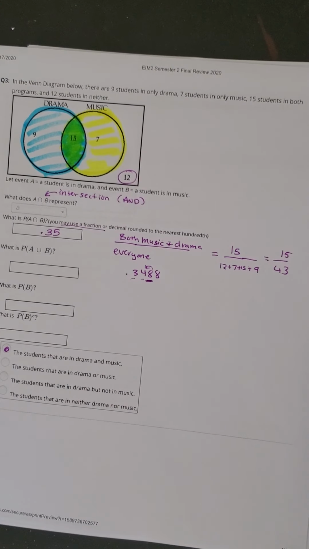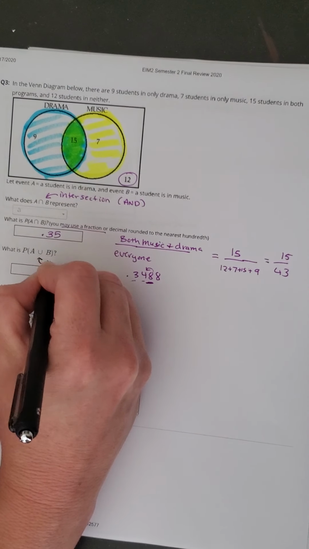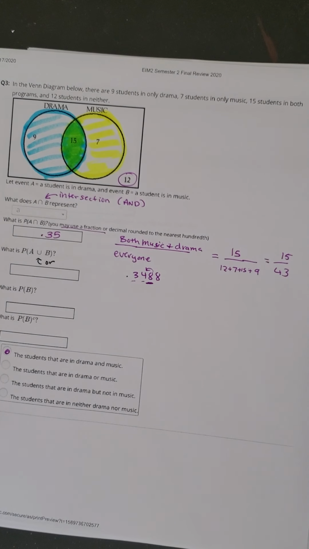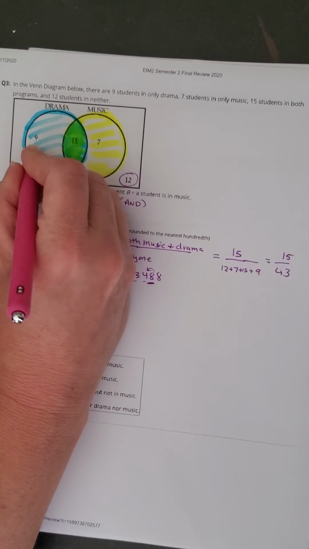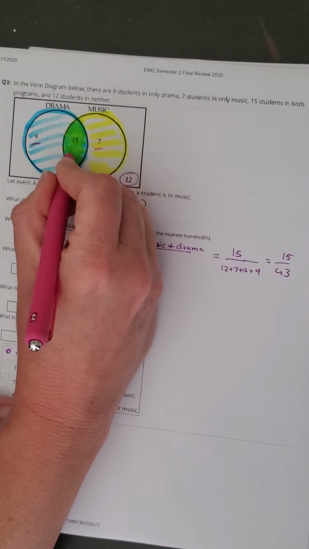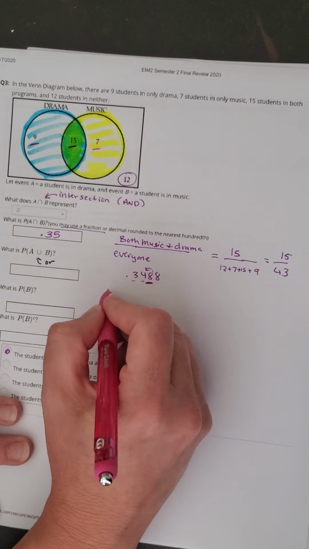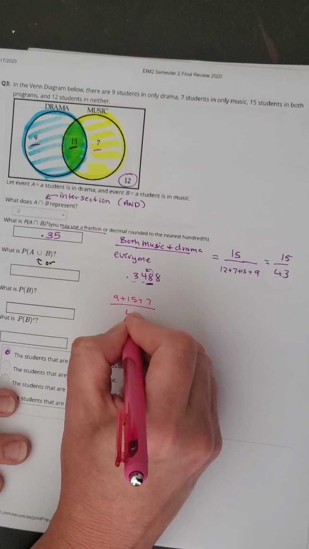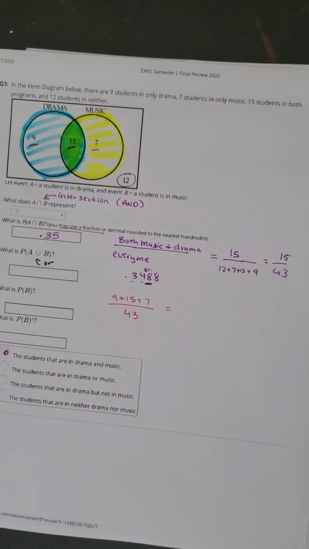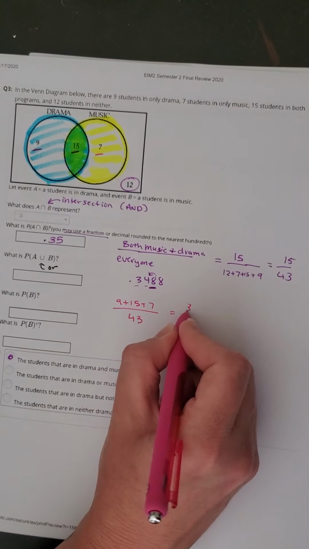All right, next we have, what is the probability of A or B? And so in words, this means or. It's actually easy in a Venn diagram, right? So you could just be in drama, you could just be in music, or you could be in both. And so you're going to add those together. The probability of A or B is 9 plus 15 plus 7 out of everybody, which we said was 43. So that would be 24 plus 7, 31. I never trust my math skills on the weekend. So 31 out of 43.